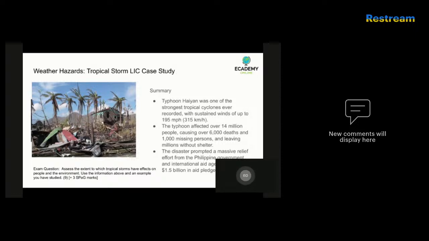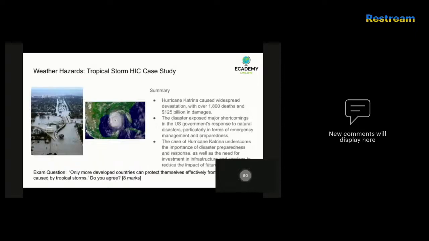Okay, let's move on to the next case study. So now we're going to look at a high income country case study, which is going to be Hurricane Katrina. So Hurricane Katrina happened a few years before the catastrophic hurricane of Typhoon Haiyan.